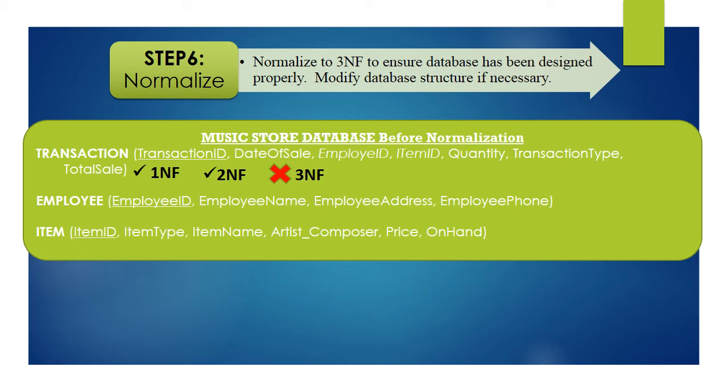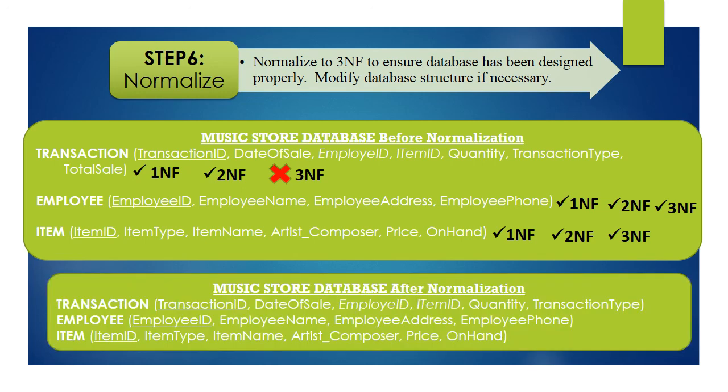So you will have to remove that attribute. You can write code later for calculations. There are no normalization violations for the employee table or the item table. Therefore, our final tables become as you see here.